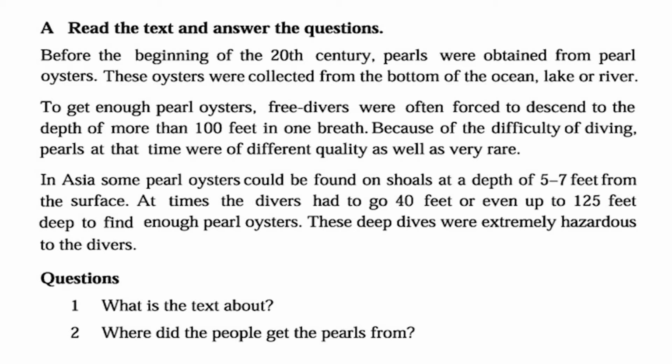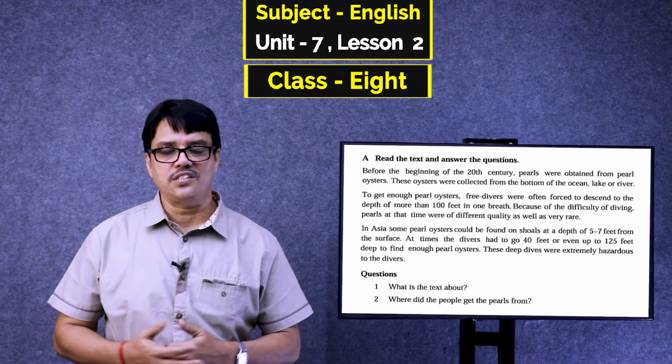Where did the people get the pearls from? You see, in Asia, some pearl oysters could be found on shoals at a depth of 5 to 7 feet from the surface. In the last stanza and second stanza, to get enough pearl oysters, free divers were often forced to descend to the depth of more than 100 feet in one breath. We have found the clues of the answers of this question.